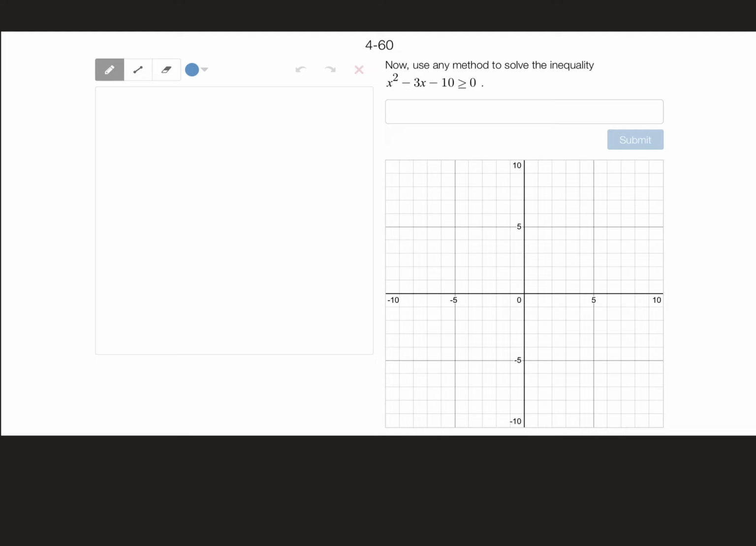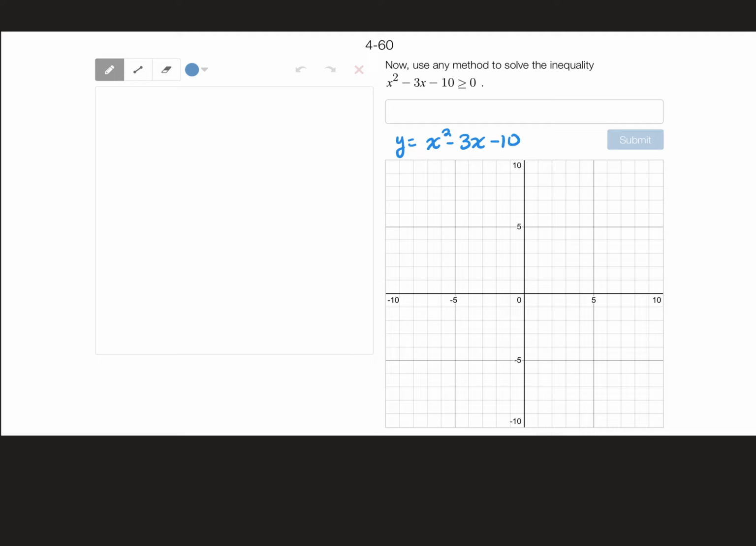Okay, so you can use any method to solve this inequality. I'll take you through the graphing method, and then we can go through the algebraic method. The graphing method just requires that you graph that parabola. So we're going to graph the parabola y equals x squared minus 3x minus 10.